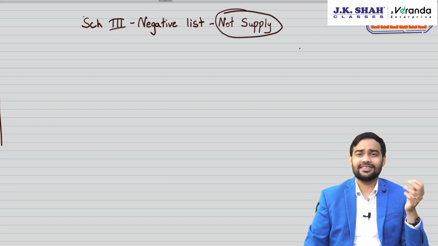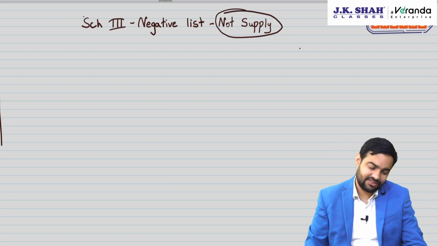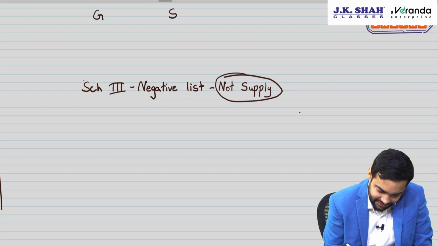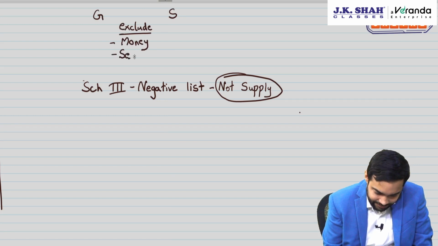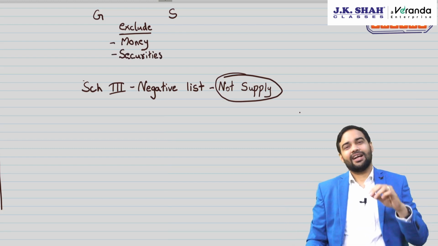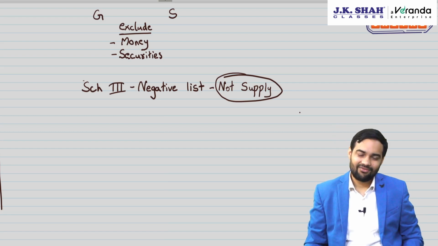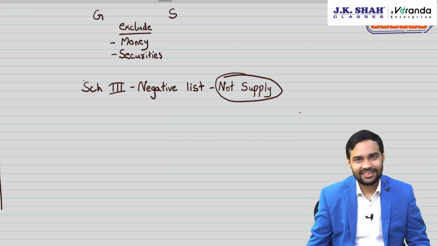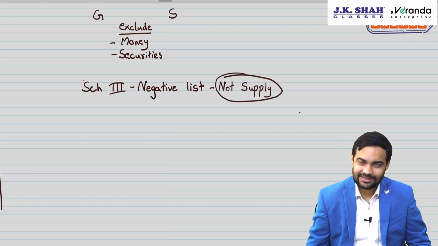Sir, are there some things which are not regarded as goods or services? The answer is yes. Goods and services exclude money and securities. But sir, what about any charges for arranging a transaction of money? Then it will be liable, like a fee paid for demand draft, a fee paid for exchange of foreign currency, a fee paid for exchanging old notes with new notes. That will be considered as a service.